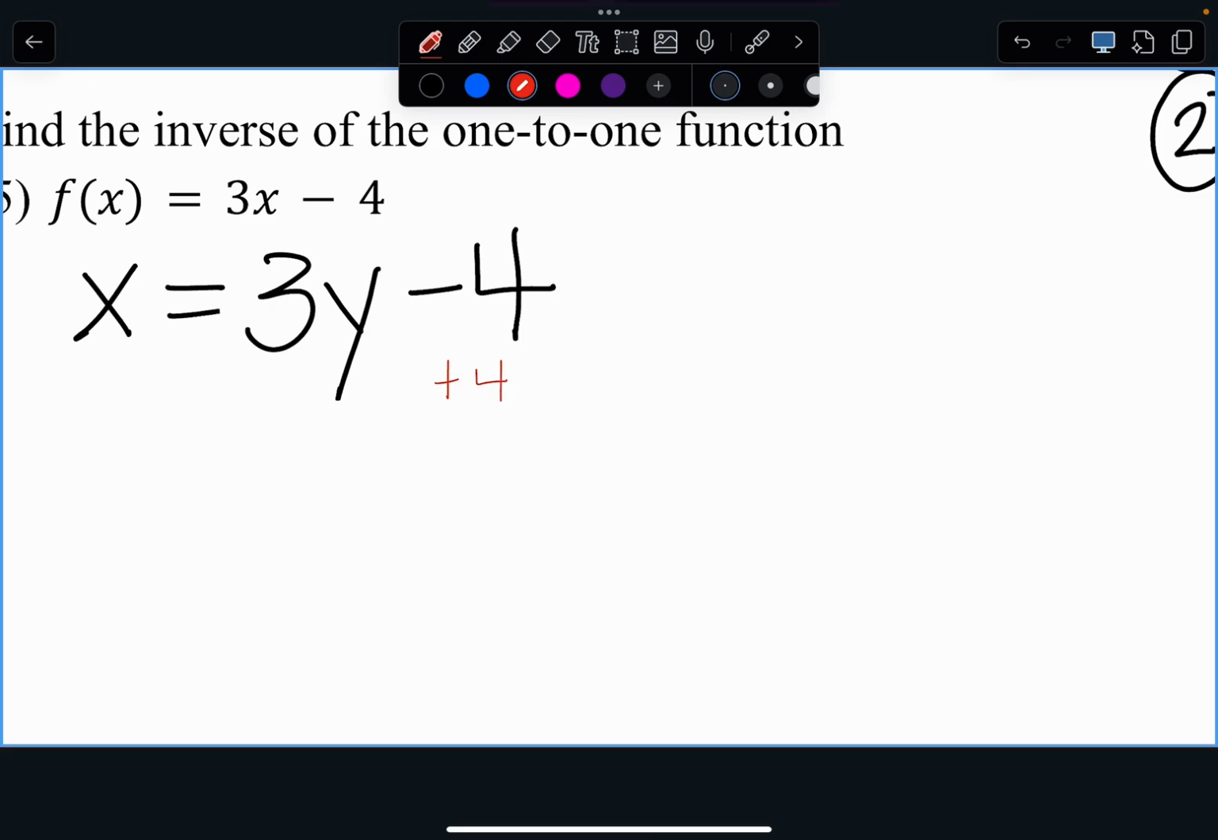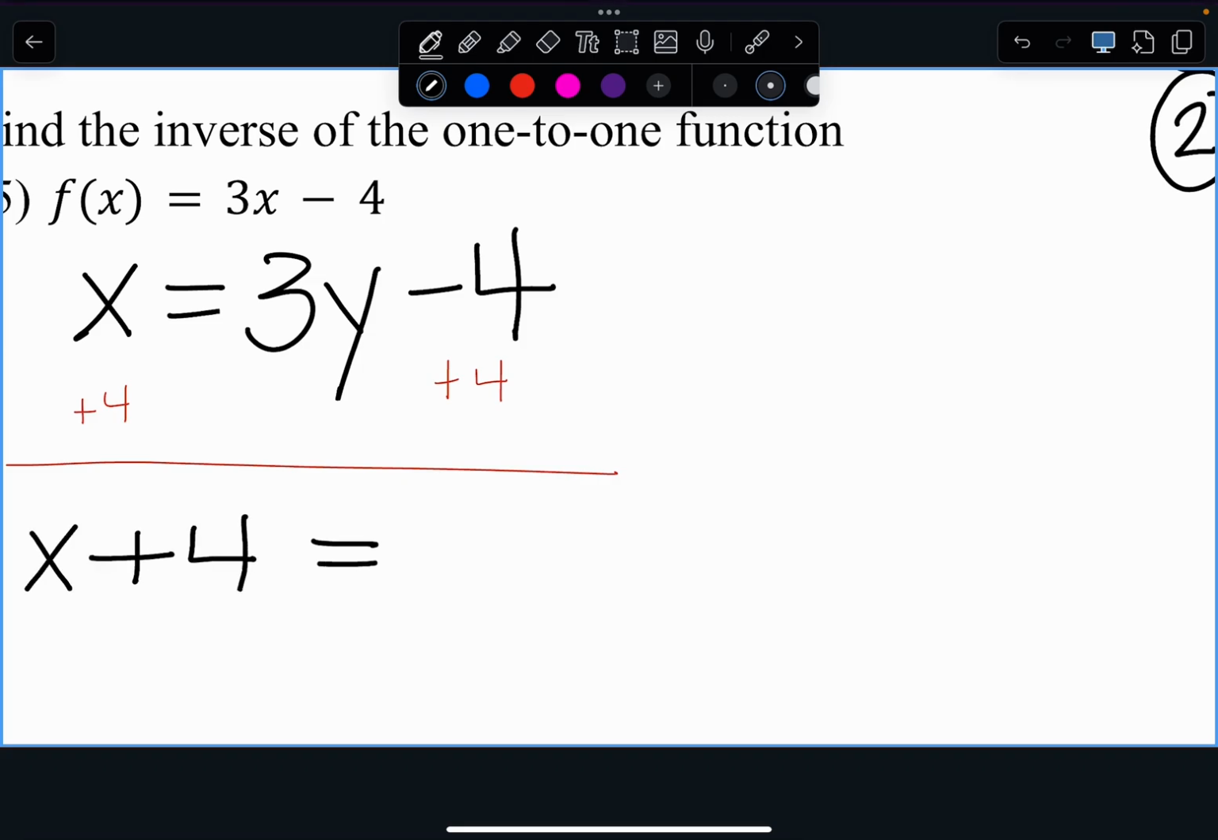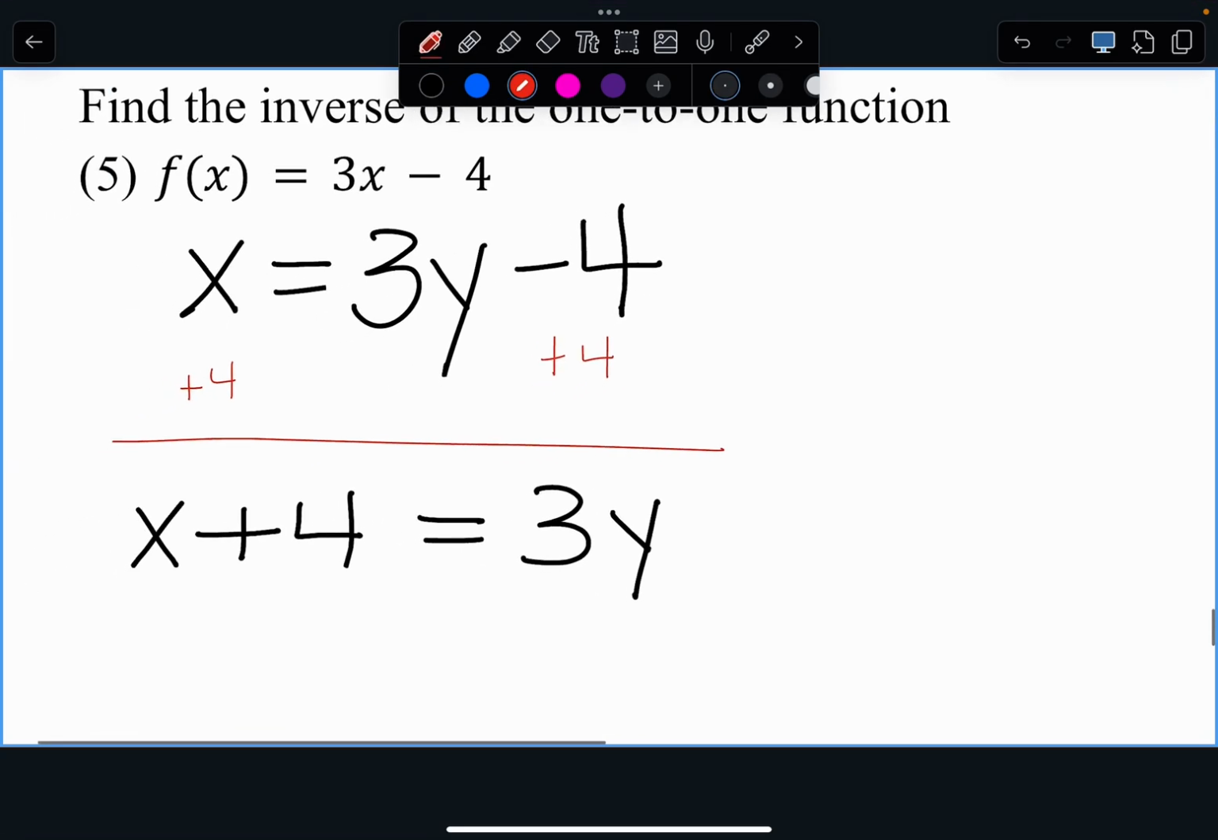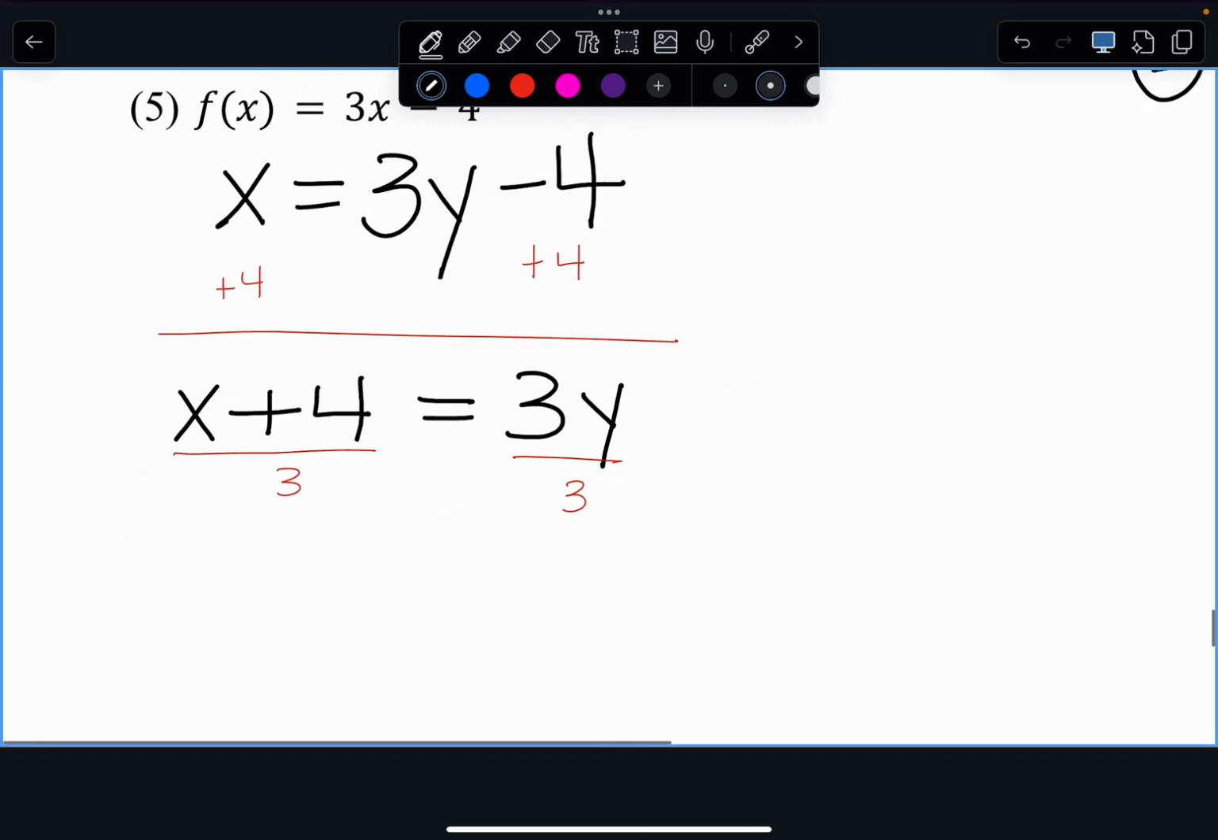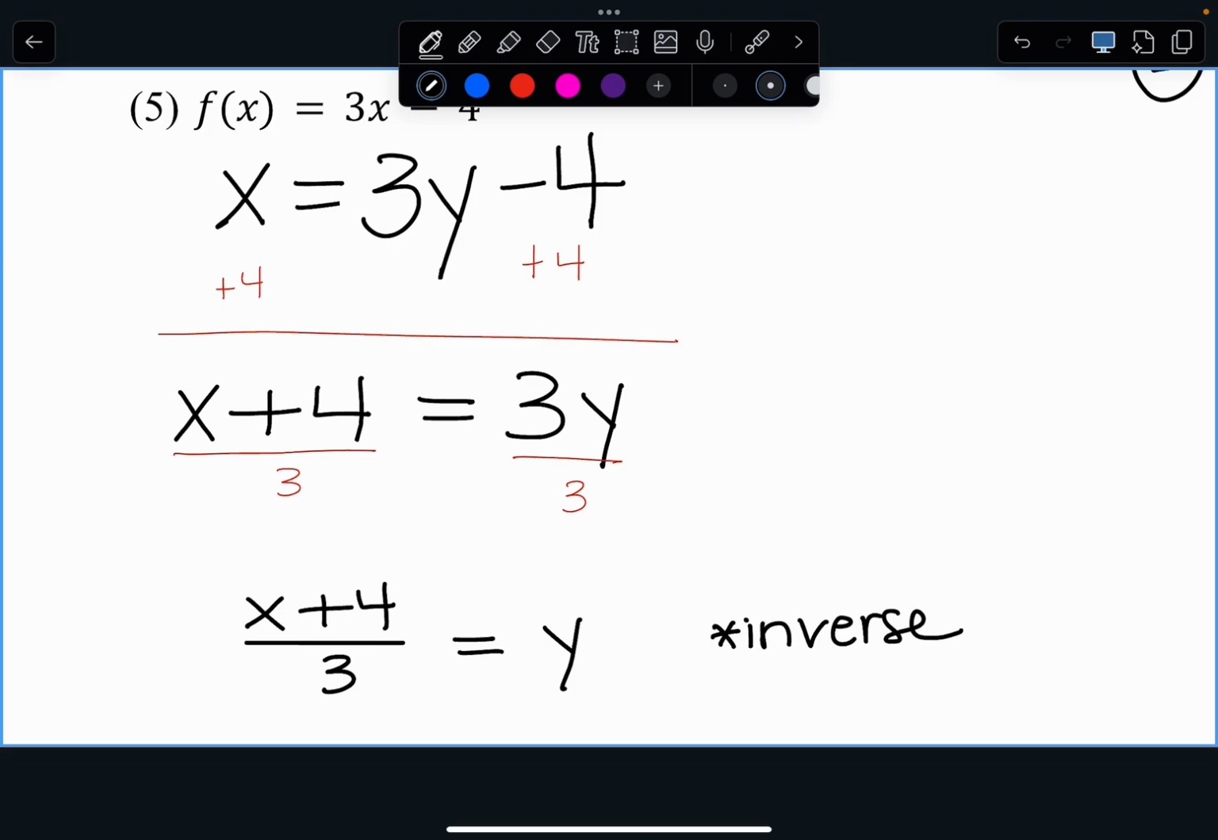Here, we'd add 4 to both sides. So we have x plus 4 equals 3y, but what do we have to do now? Divide everything by 3. So x plus 4 all over 3 equals y. This is the inverse. You can check it by plugging that original function into that, and by plugging this into your original function.